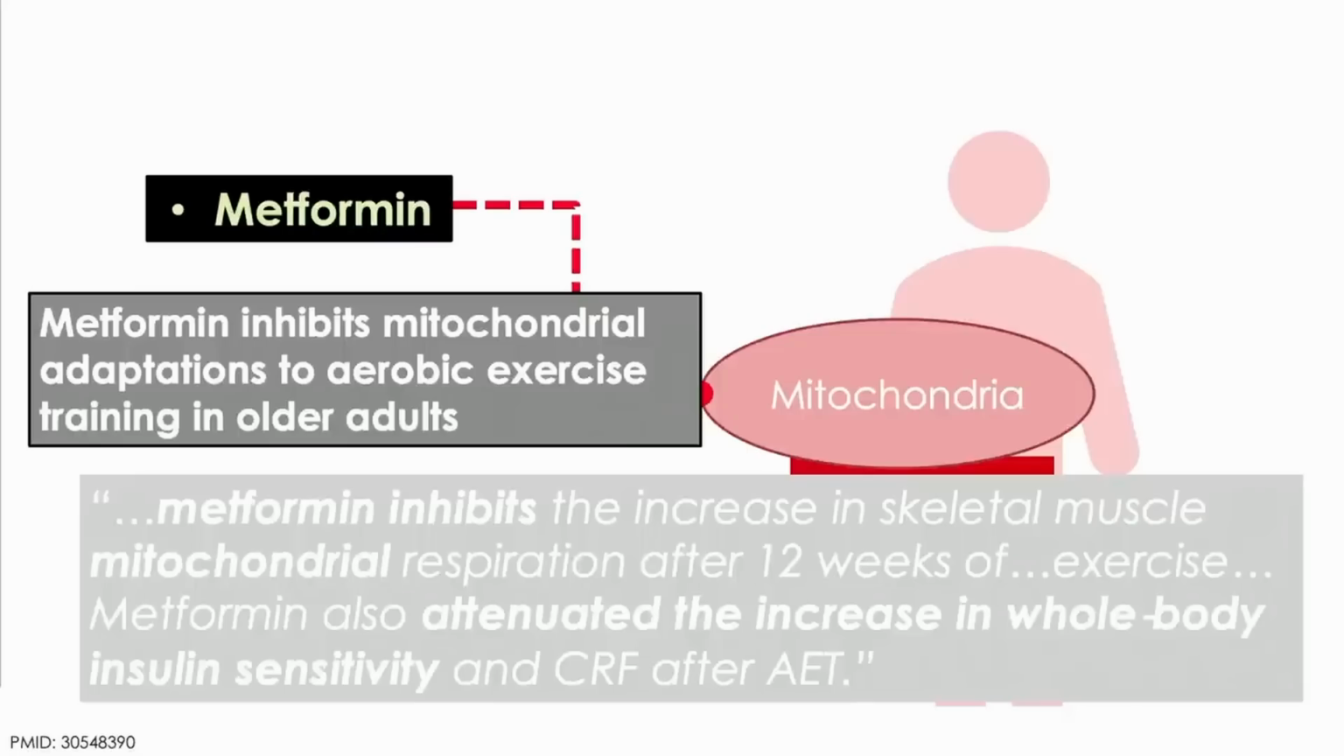When they had the group exercise and take metformin, as you can see here, this direct quote, it undid the benefit. It undid the mitochondrial adaptation to the challenge of the exercise. And it even undid the insulin sensitizing effect of the exercise itself. How can we, in good conscience, tell someone to use a drug that is literally undoing the benefits of the exercise? It's difficult to fathom.